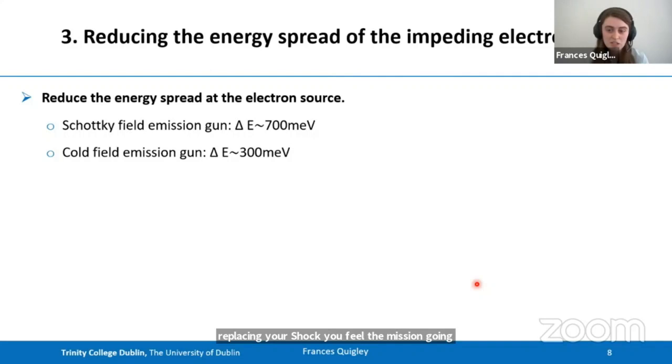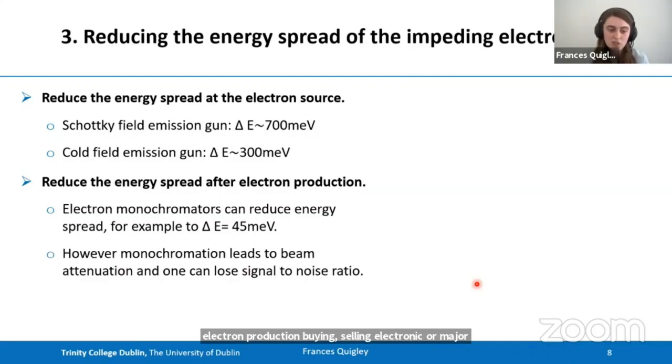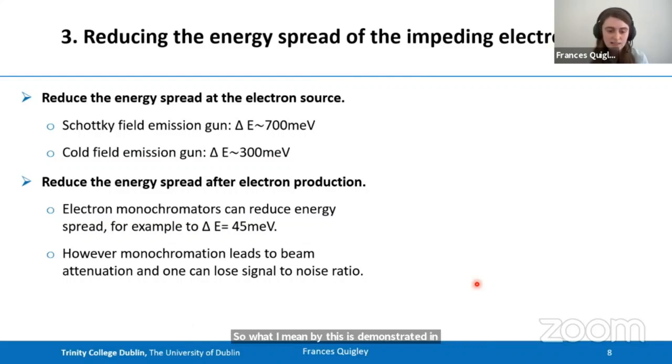Alternatively, you can reduce the energy spread after electron production by installing an electron monochromator. However, monochromation leads to beam attenuation, and one can lose signal to noise ratio. So what I mean by this is demonstrated in a graph made by Hackdell et al.